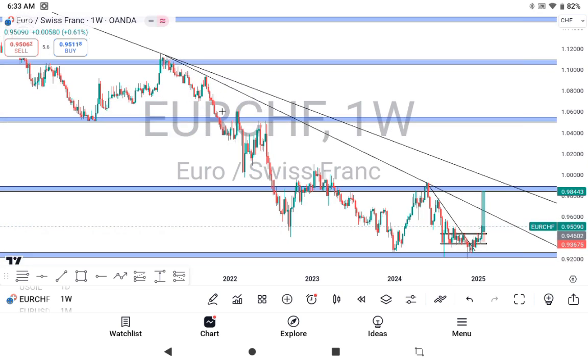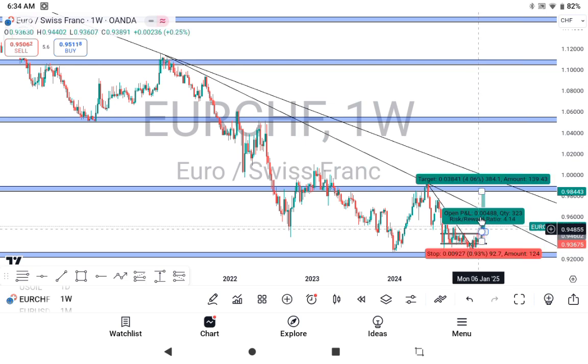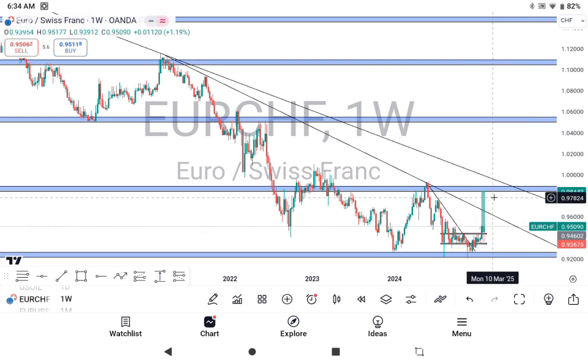We have the first touch, price was rejected. Second touch, price was rejected. Third touch, price was also rejected, pushing the price to the downside. And price is currently going for the fourth touch, and upon the fourth touch, price should break higher.